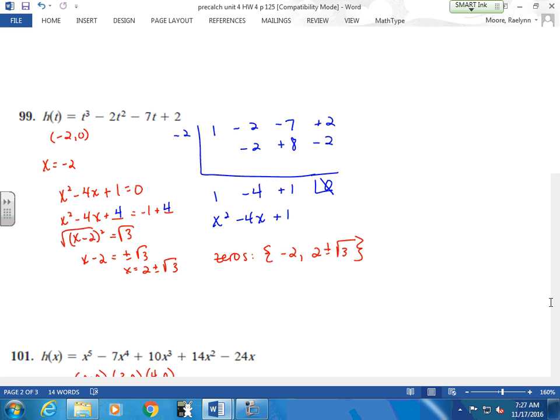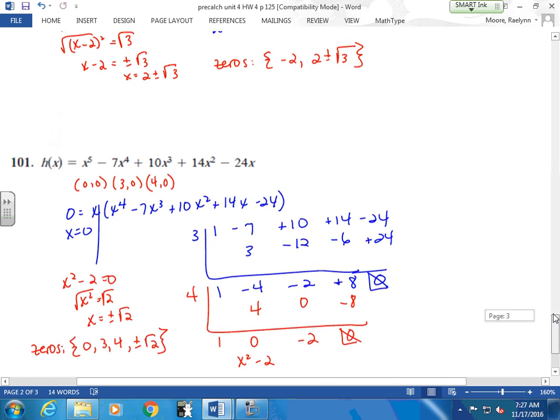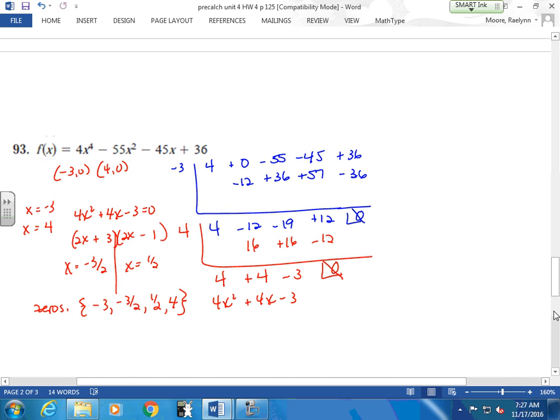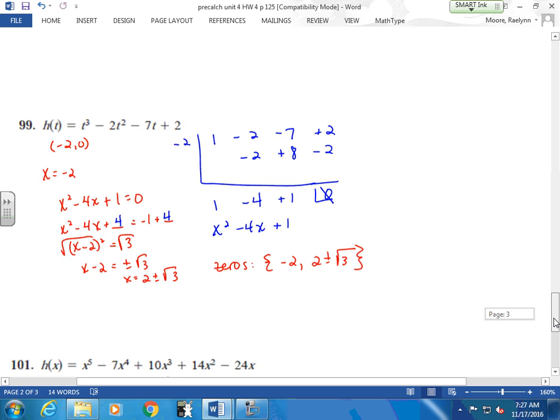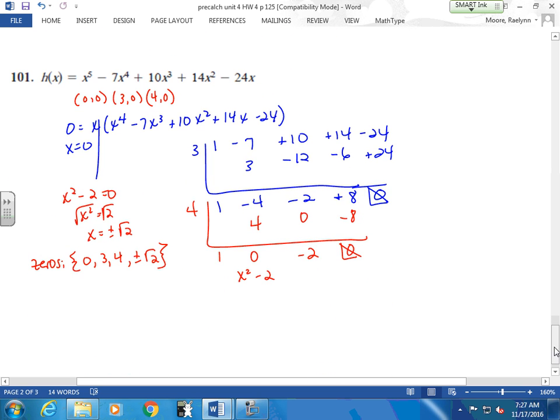All right, let's try this next one. I think they get this one right. All right, so let's have you write this one down. Just write this one down. We're going to work this one out together, because this has 5 roots.